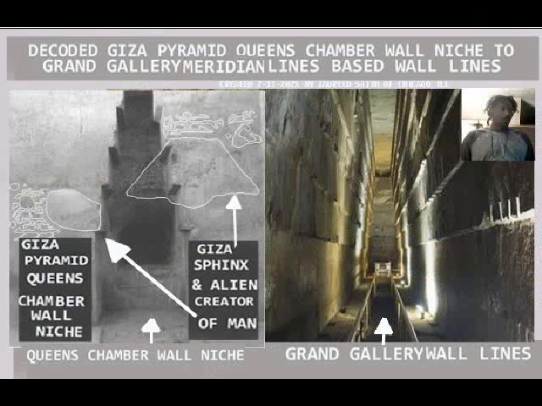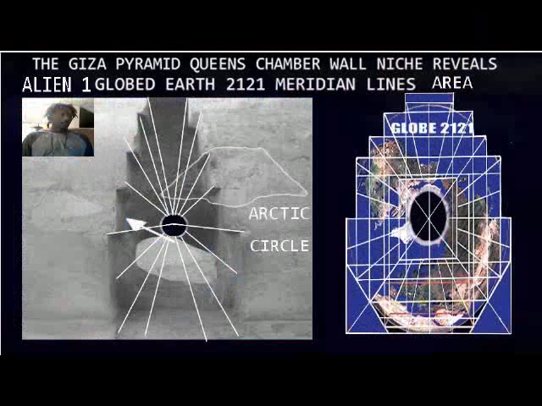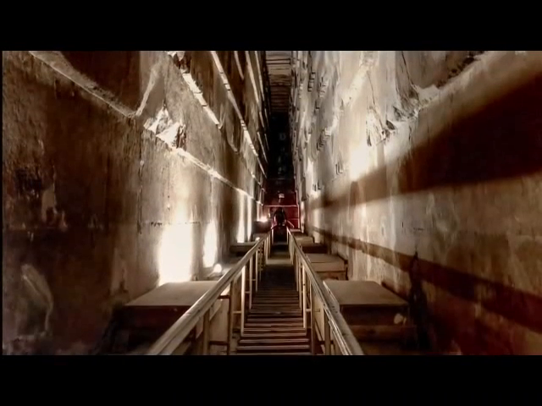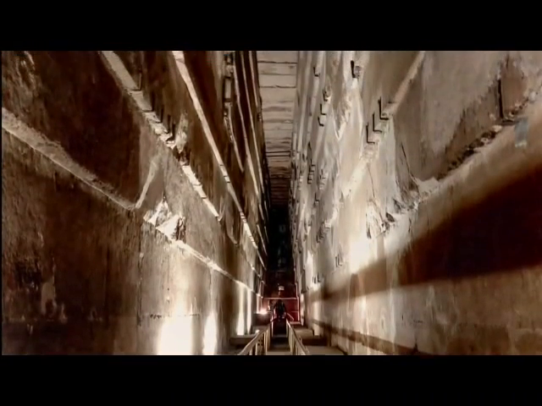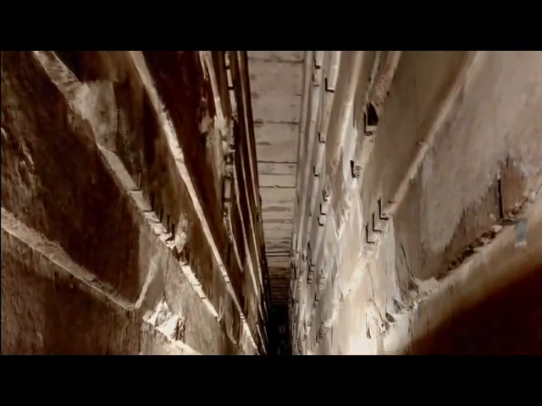Now you understand the Golden Dome atop an octagonal building shape. Now teach that to your Sunday school goers about geometry and the globe Earth and the Grand Gallery meridian lines that decode the Queen's Chamber wall niche, which points us to the third and fourth block area of the aliens on the blue basketball-shaped Earth in the Arctic Circle region. But wait, there's more. Let's go back to the King's Chamber.